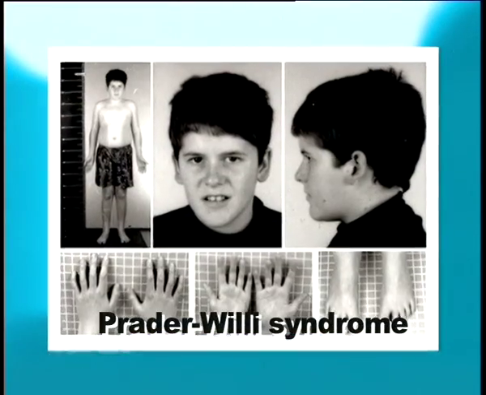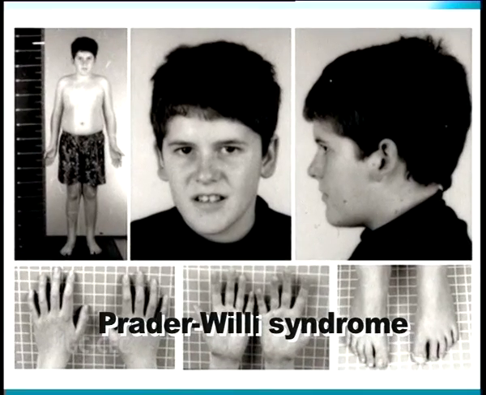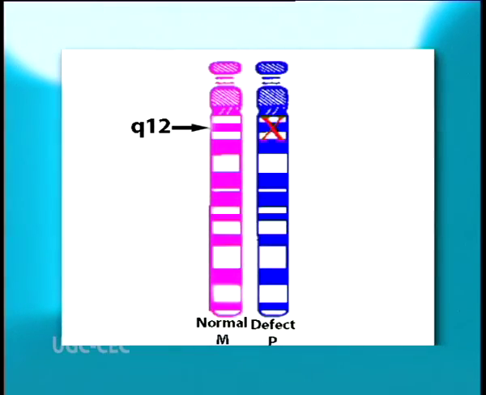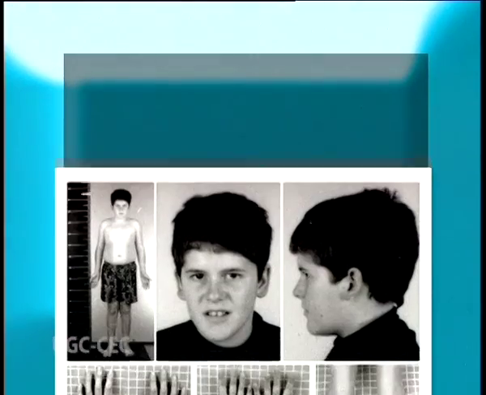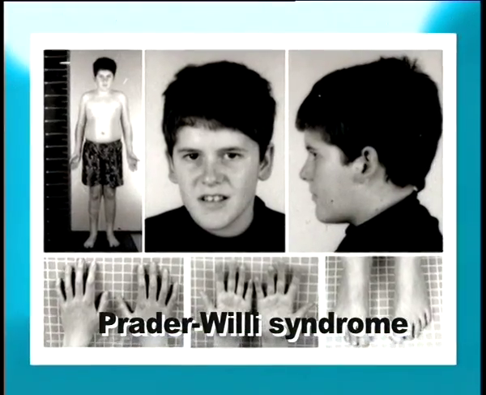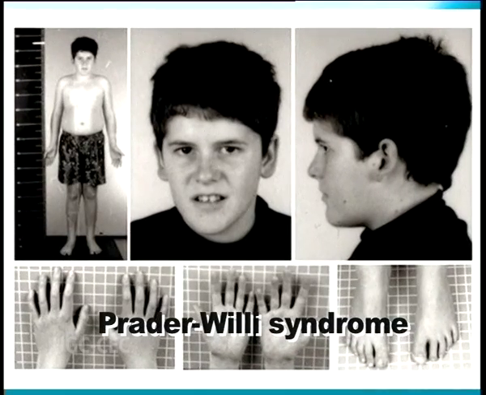Another example is Prader-Willi syndrome, which results from heterozygosity for a deletion of part of the long arm of chromosome 15. Prader-Willi syndrome occurs at approximately the same frequency as that of cri-du-chat syndrome. Infants with this syndrome are weak because their sucking reflex is poor, making feeding difficult. As a result, growth is poor.